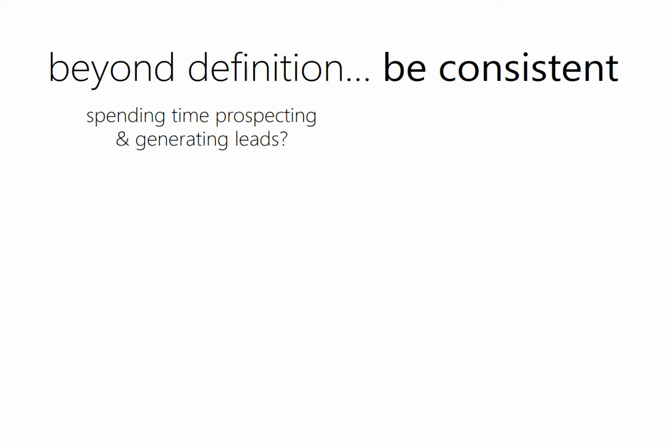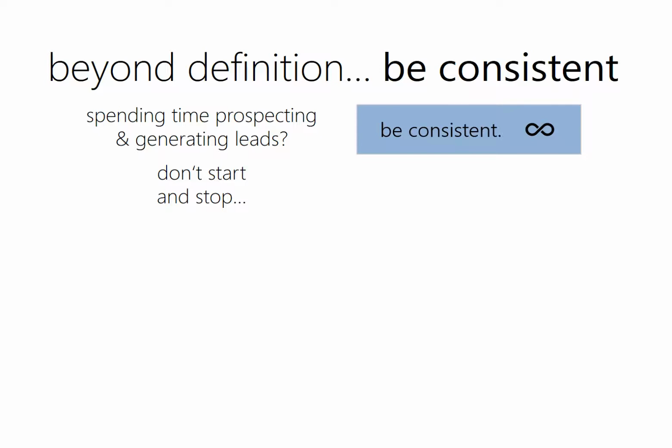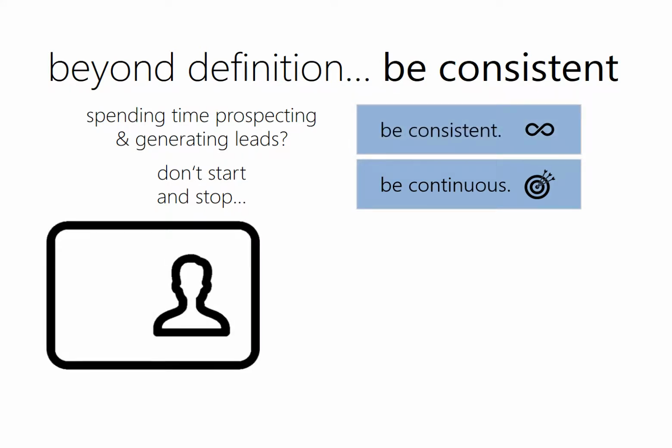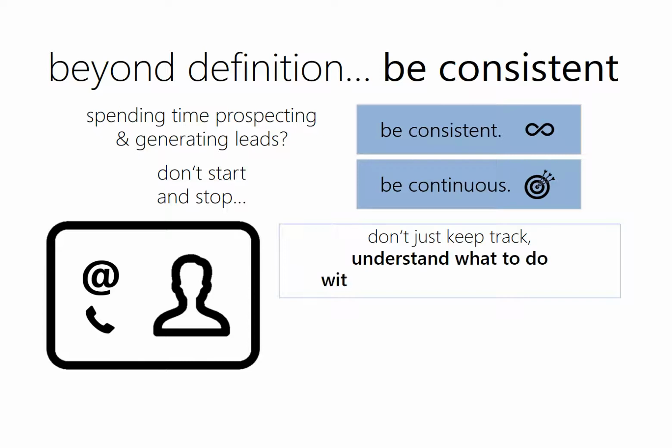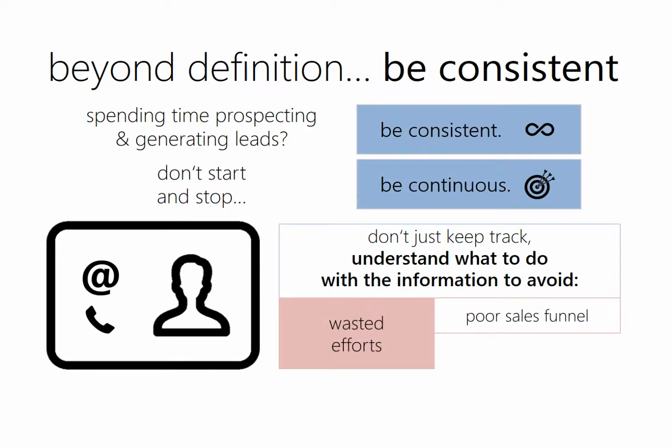Beyond defining a process and goal is your ability to follow through consistently. If you're going to spend a certain amount of time on prospecting and lead generation, there must be a consistency to it. This is not something you do for a while and then stop. It has to be continuous and it has to be consistent. And once you get the contact information for prospects and leads, whether it's their email or phone number, there must not just be a process of keeping track, but also an understanding of what to do with that information. Otherwise, all the effort you put in it is wasted, and the result is a poor sales funnel and weak sales.